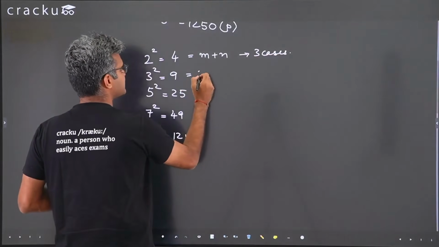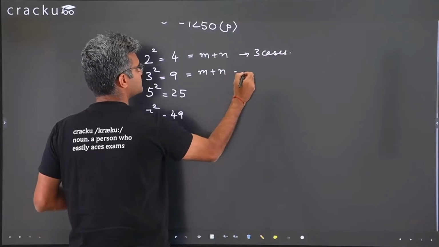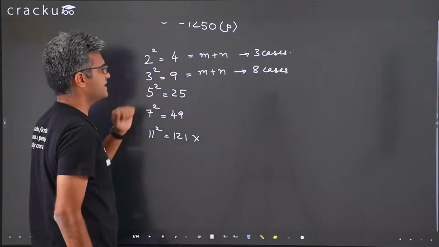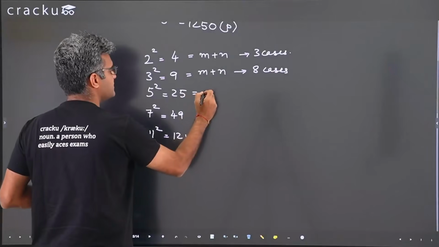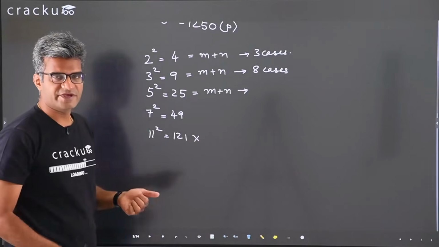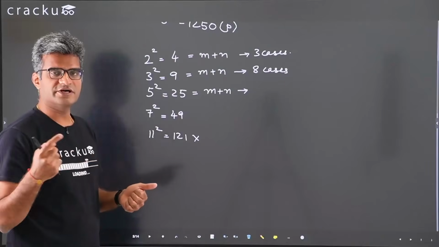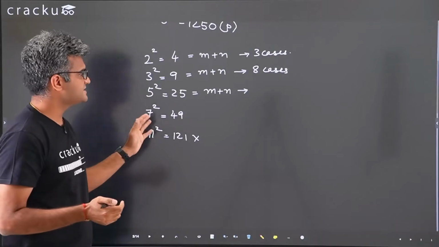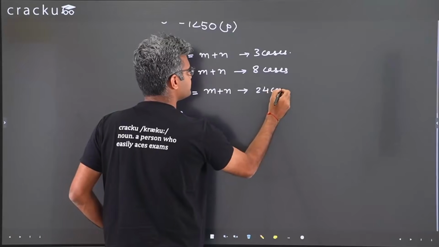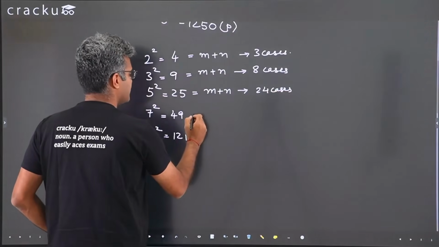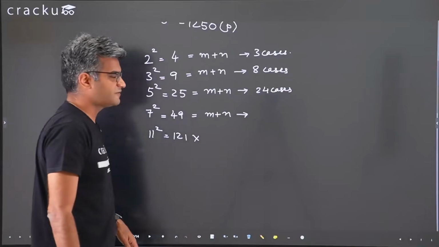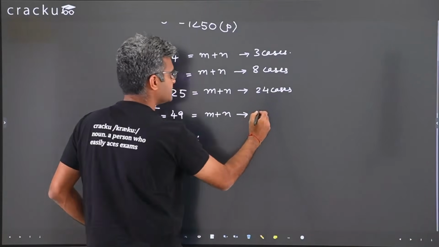If m plus n is equal to 9, how many cases are possible? In the same way, 8 cases are possible, which is basically 9 minus 1. If m plus n is 25, again m can be 1 or 2 or dot dot dot till 24. So the number of cases that are possible is 25 minus 1, which is 24 cases. And if m plus n is 49, the number of cases possible will be 48.